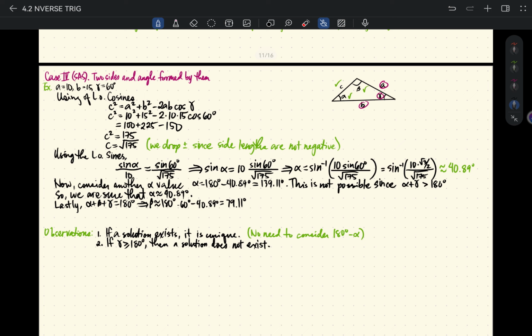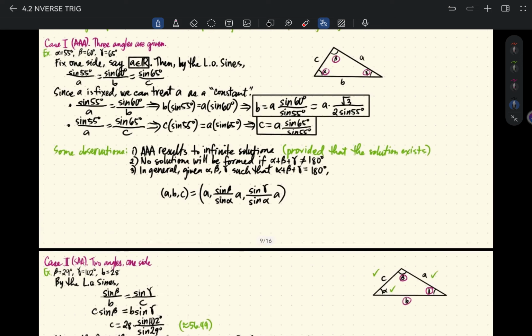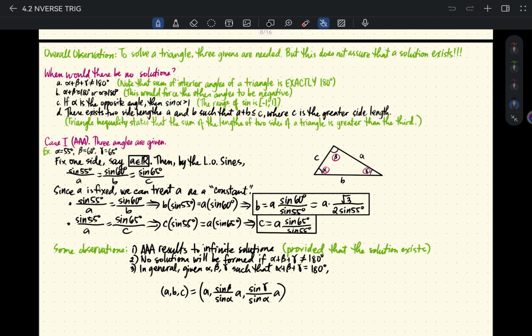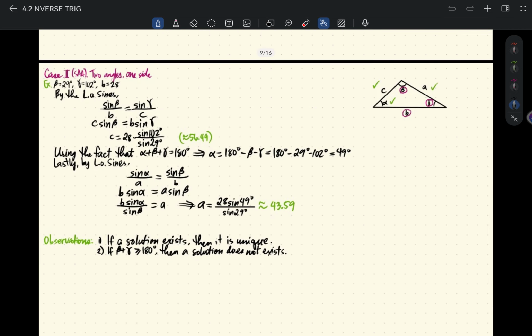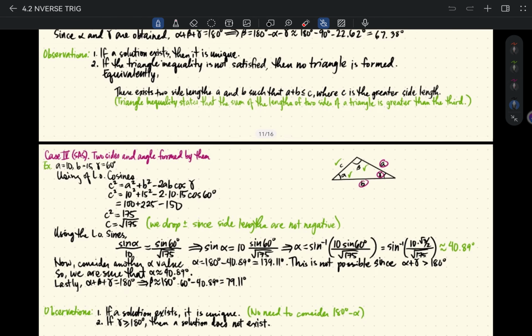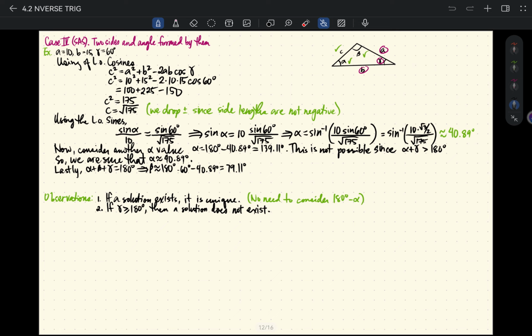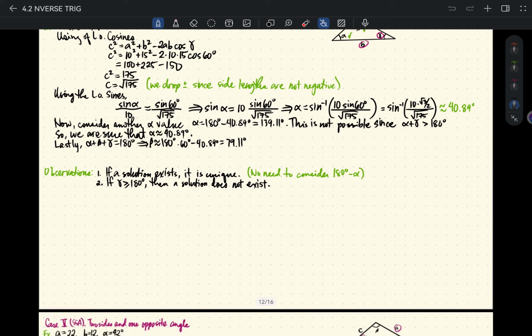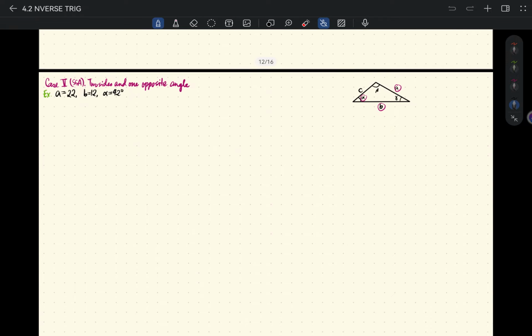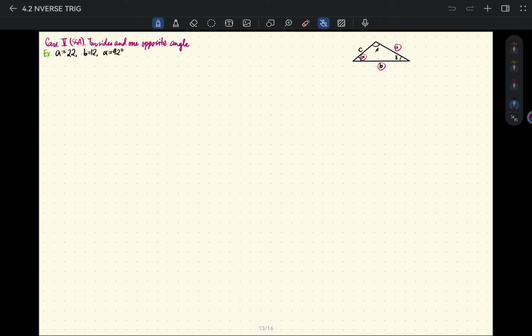Okay? So just to recap, for AAA, you have no solution or infinite solutions. Then for SAA, SSS, and SAS, you have either no solution or one solution. Now let's proceed to the last case. We have here the SSA case. So when we say SSA, that means we're considering two sides and one opposite angle.